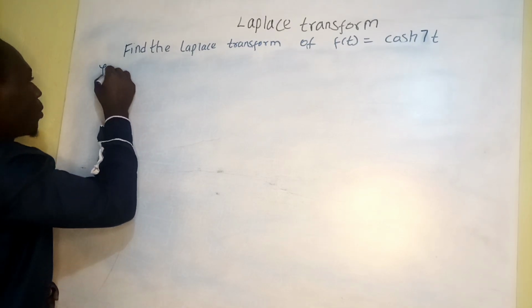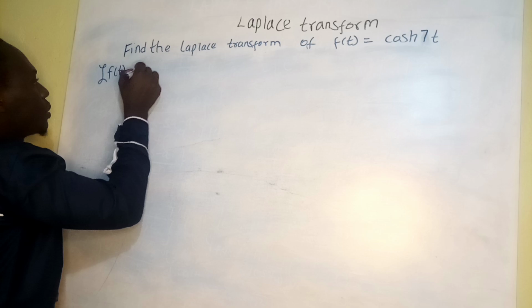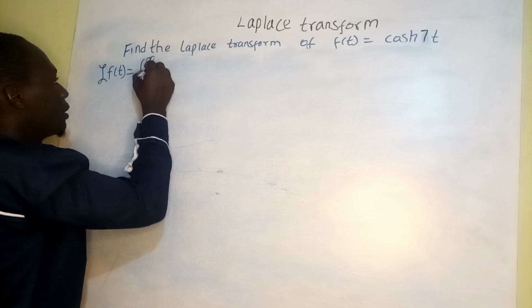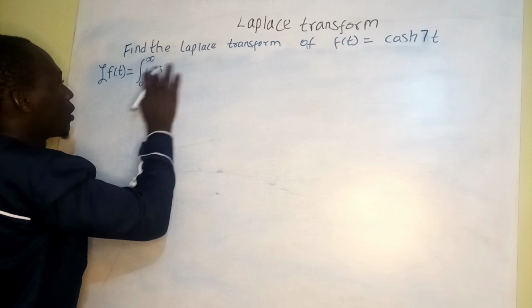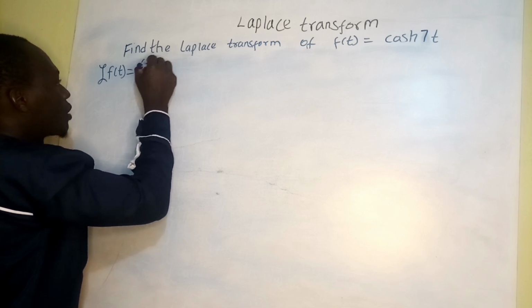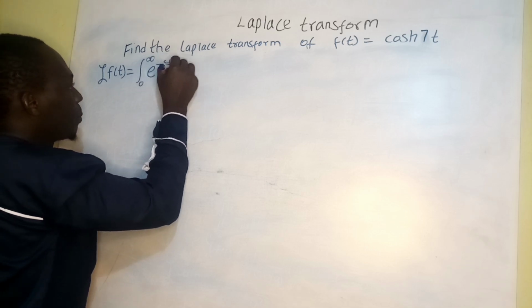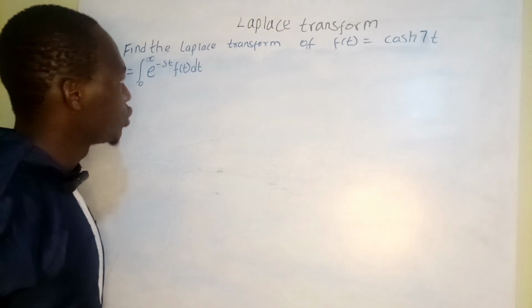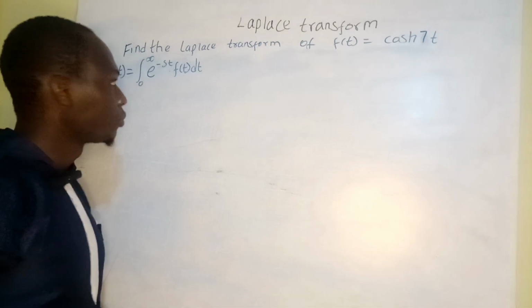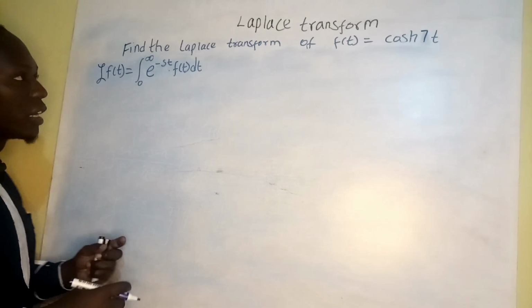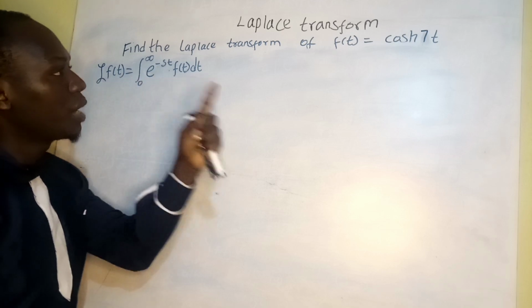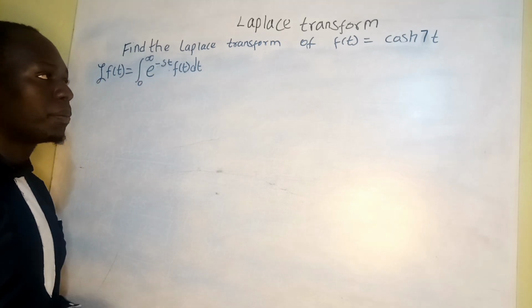the Laplace transform of our function f of t is equal to the integral with respect to our limits of exponential negative st multiplied by our function f of t, and our integration is with respect to dt. That means that in our first step, whenever we have our function f of t, we are going to replace it with cosh 7t. That is our first step.